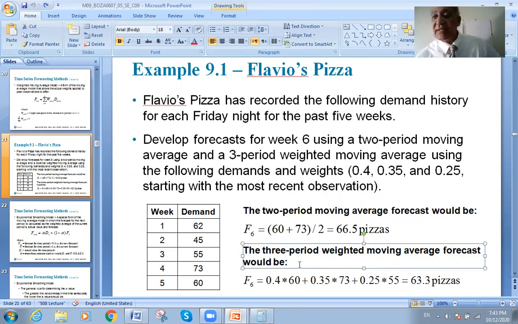How will I get it? I will show you how I'll get it now. And this is the example which we are in now, the moving average. Let's see what's going on. Flavius Pizza has recorded the following demand history for each Friday.